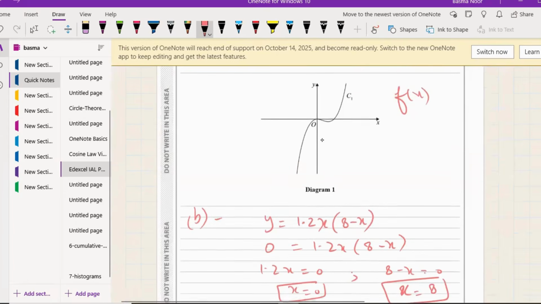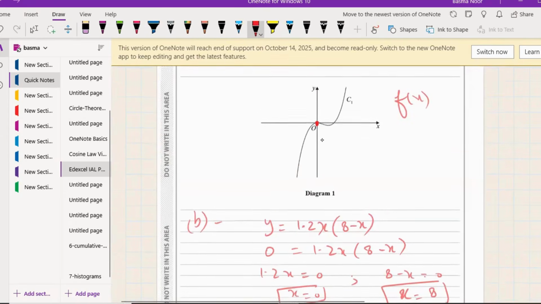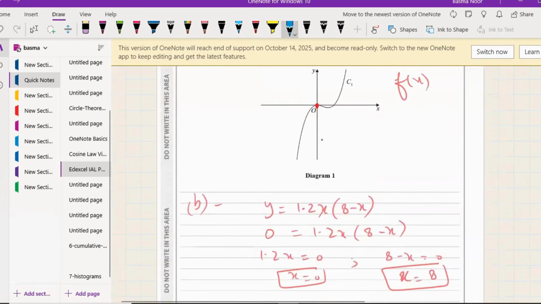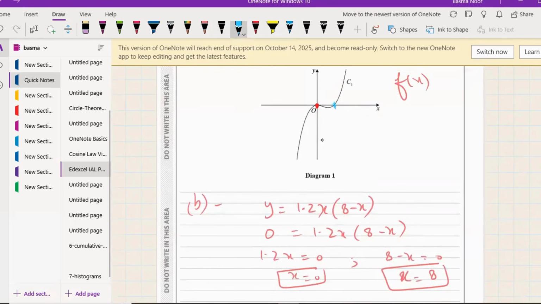So x equals 0 is my first point and x equals 8 is the second. We already know this point is 4 from the above curve, so from 0 to 4, 8 will lie somewhere here, equidistant from 4, so that is 8. So these are the x-intercepts.